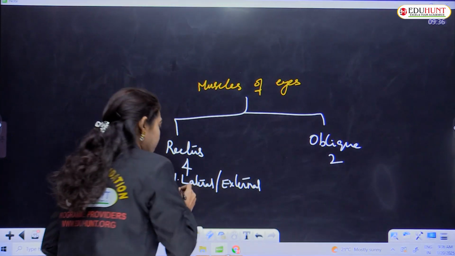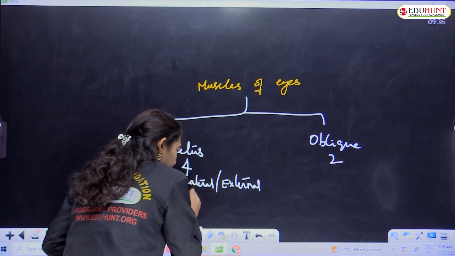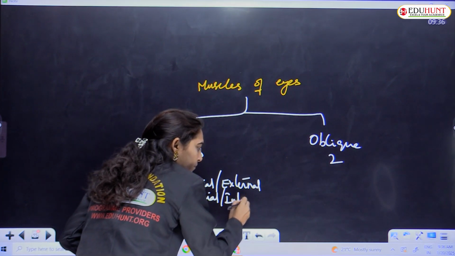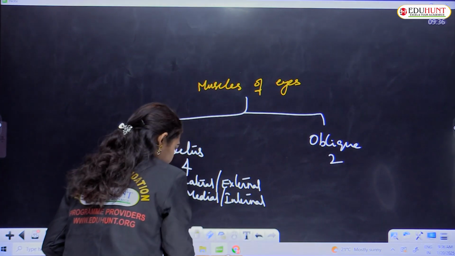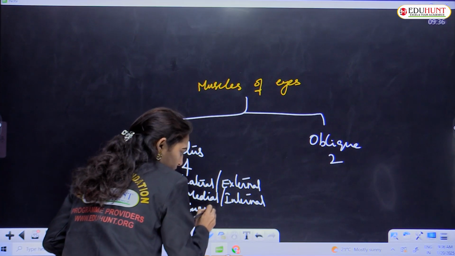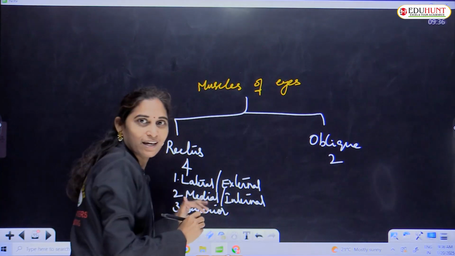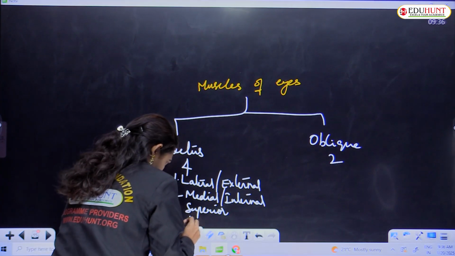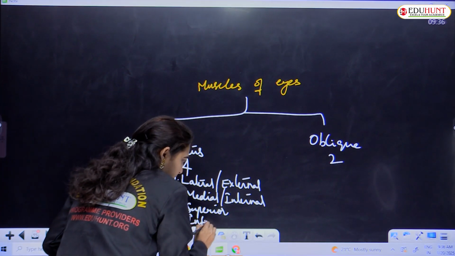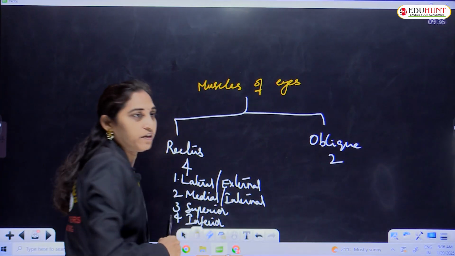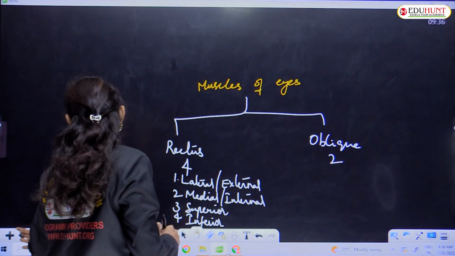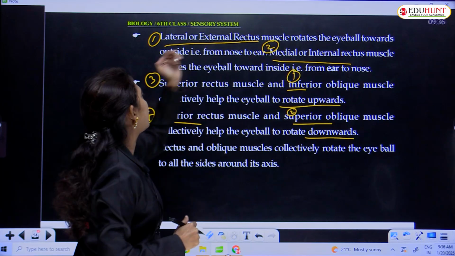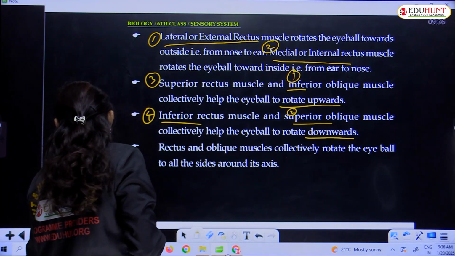These 4 rectus muscles are lateral or external, lateral, external, and second is medial or internal, superior and inferior. Lateral, medial, superior, inferior.